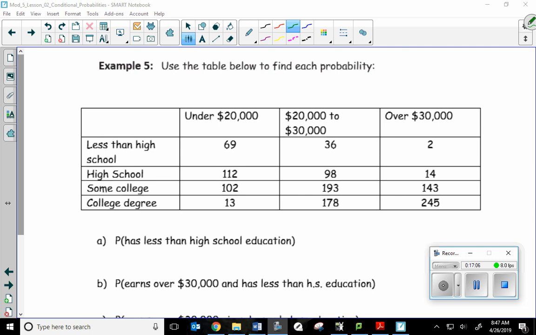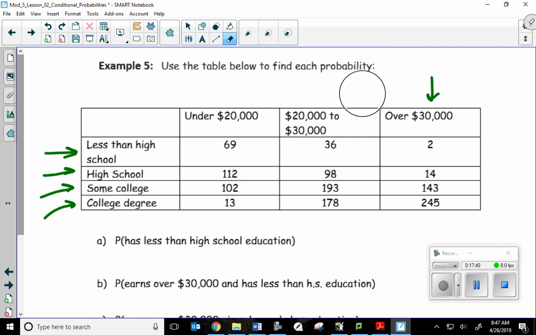All right, example 5. Use the table below to find each probability. We have certain rows here: students that earn less than a high school diploma, some people that have some college, and others that have a college degree. And then this is their income. They make under $20,000, from $20,000 to $30,000, and over $30,000.